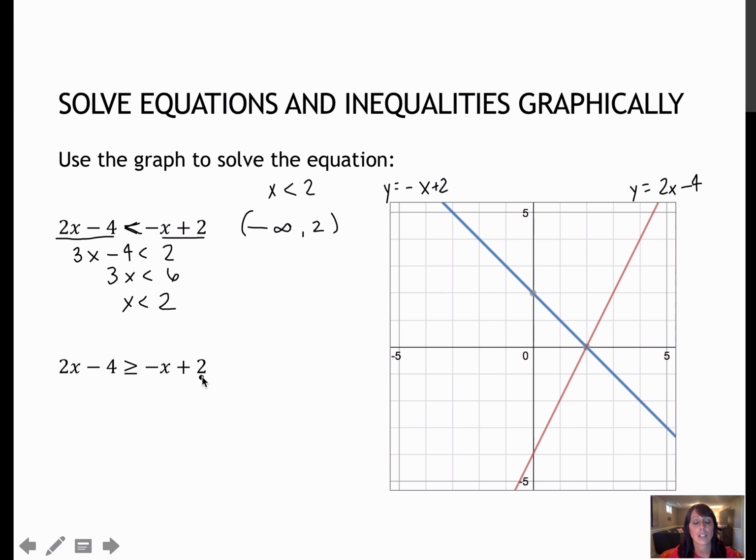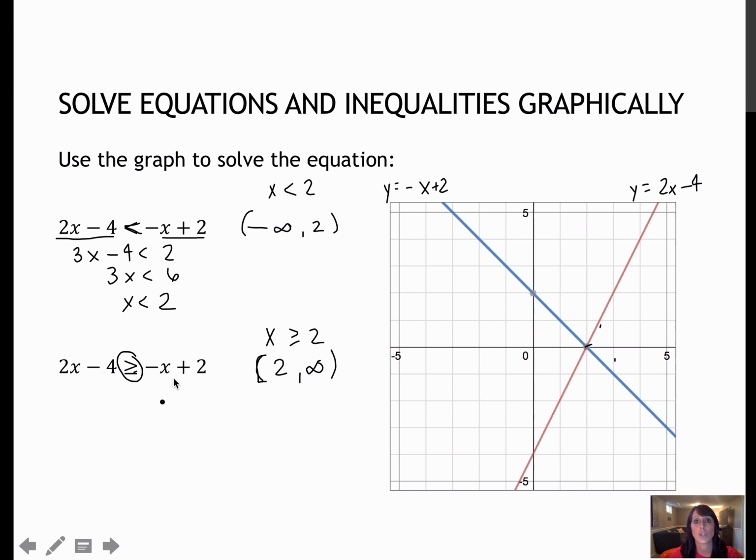So now let's take a look at the other one. Same order, but we're saying greater than. So we're saying, where is red greater than blue? So where is the red higher than the blue? So the greater y value, that's anywhere from 2 on to infinity, because obviously red is above blue from 2 to infinity. So x is greater than or equal to 2, or 2 on to infinity.